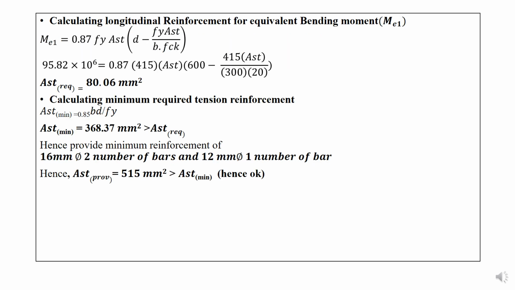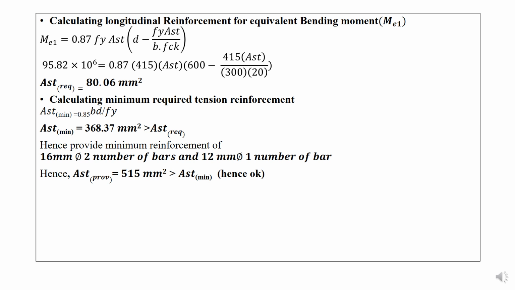Next, calculating longitudinal reinforcement for equivalent bending moment ME1. Now, again using our equilibrium equation for AST, we can write ME1 is equal to 0.87 Fy AST d minus Fy AST by FCK B. Better we use these standard formulations only instead of using some constants, because this is a cleaner way of substituting numbers, and this gives more accurate answers, and moreover it gives clear insight of what the parameters are and how they are affecting our required parameters.